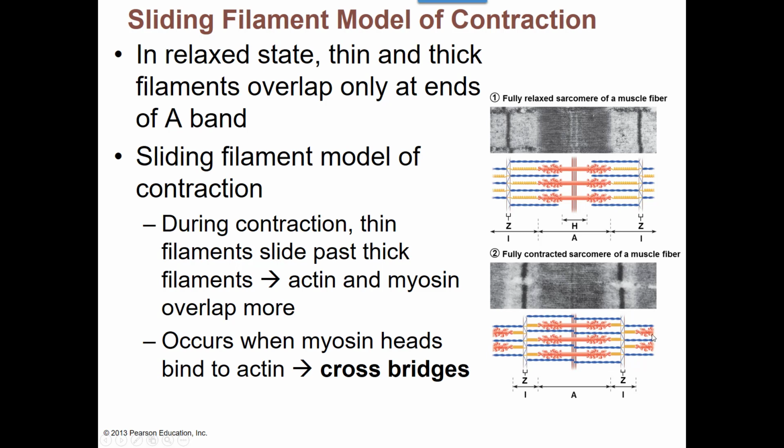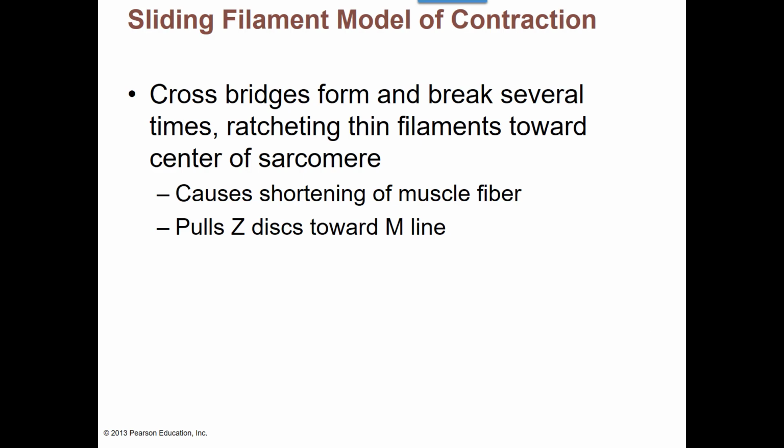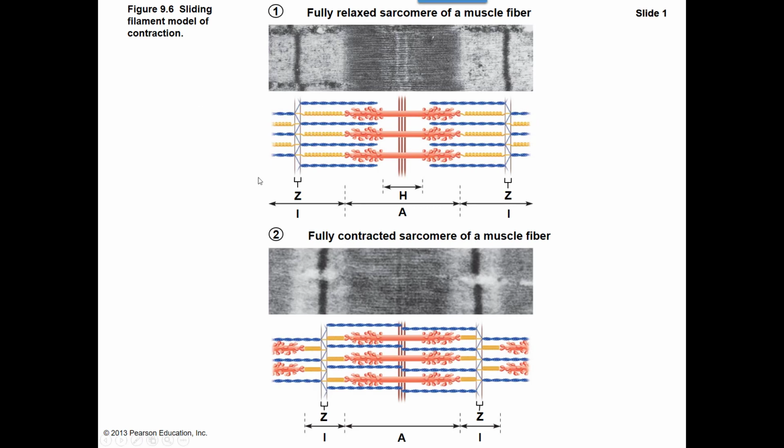Now, I'll show a couple videos, but the big idea is those cross bridges, those heads, are going to form attachments, and they're going to break, they're going to ratchet themselves back, they're going to grab another actin area, and they're going to continue moving those actin filaments closer to the middle of the sarcomere, shortening the entire muscle fiber. Again, the bigger picture: you've got those myosin heads, they'll attach to the actin, they're going to walk along it, and the actin will move towards the middle of the sarcomere.